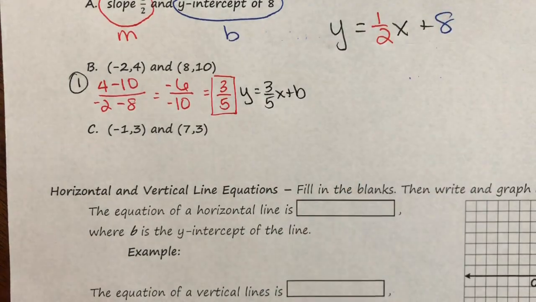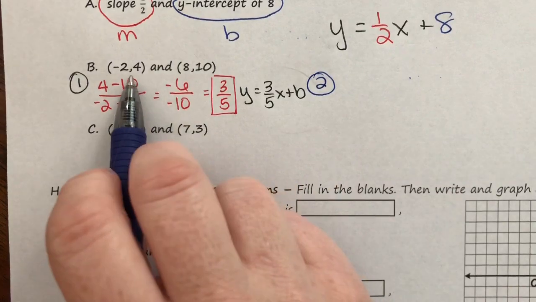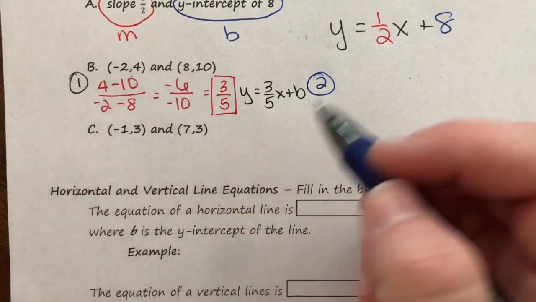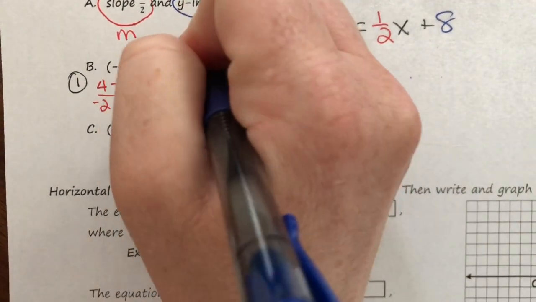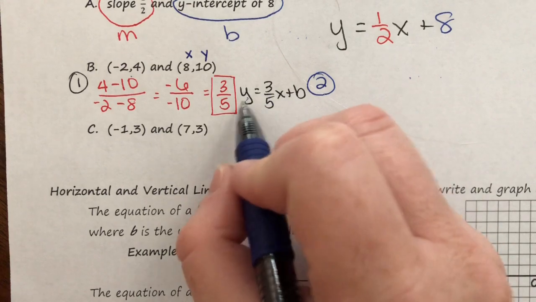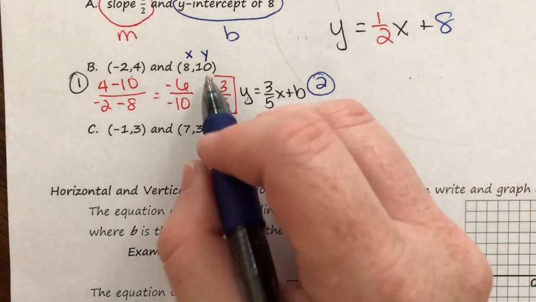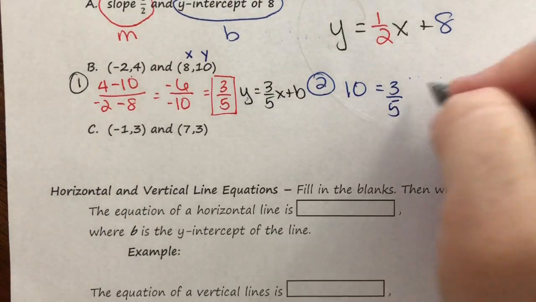And then in step 2, I've got to solve for b. So I'm going to take one of these ordered pairs, one set of x's and y's. I like the one that doesn't have any negative signs. I don't like to work with negatives. And I'm going to plug it in for x and y in my equation to solve for b. So when y is 10, x is 8.